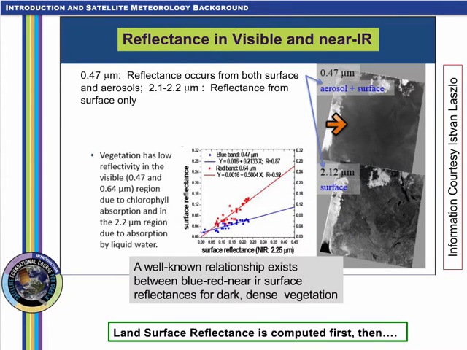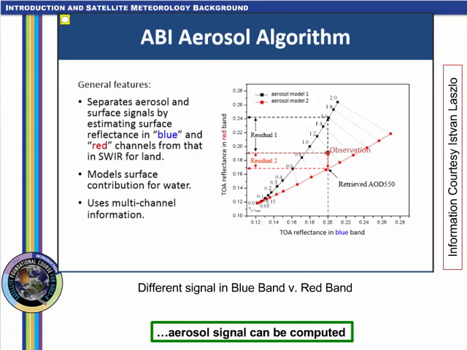The conclusion is that aerosols will scatter more effectively at the shorter wavelength. Again, multispectral observations are key to determining the effect of aerosols on scattering. The scatter plot shows observations of reflectance from one band versus another. These well-known relationships between the different bands can be used to compute the land surface reflectance first, and then the aerosol signal can be computed.